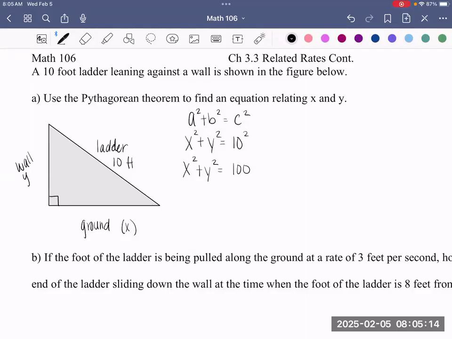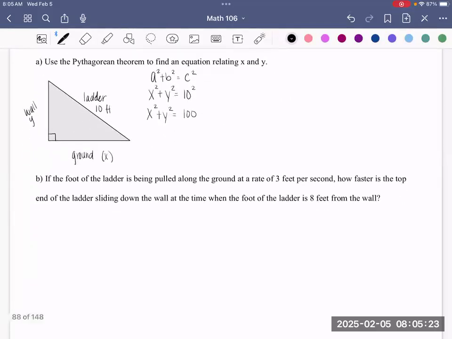Now let's take a moment to derive your equation, because we know that we will end up deriving at some point. What we're going to be asked for in part B is: if the foot of the ladder, so if the very base of the ladder, is being pulled along the ground at a rate of 3 feet per second, how fast is the top end of the ladder, so how fast is this portion of the ladder sliding down the wall at a time when the foot of the ladder is 8 feet from the wall?